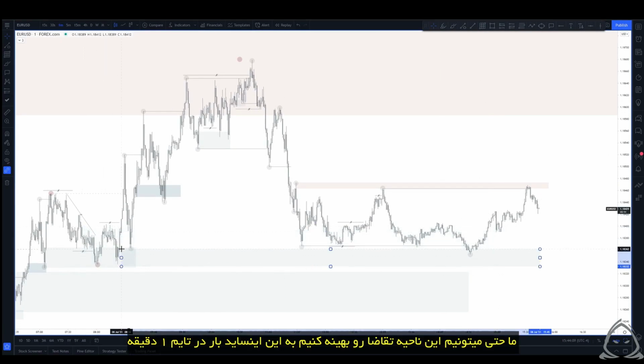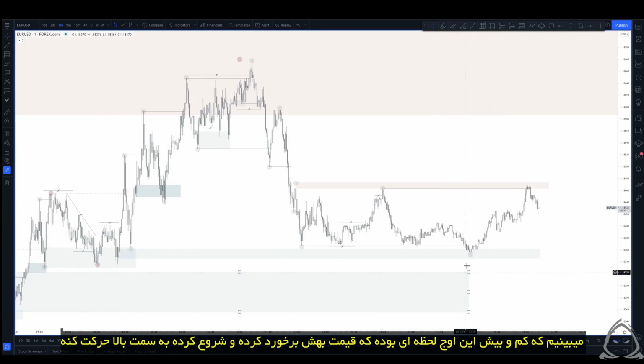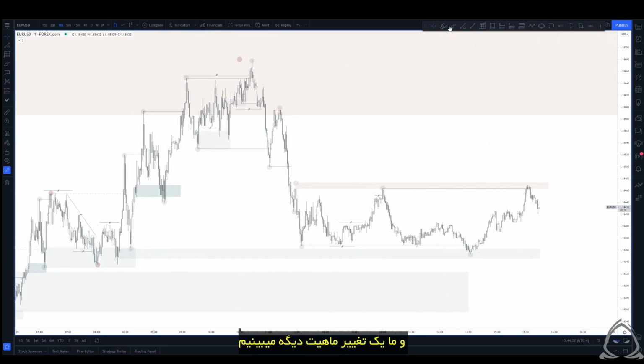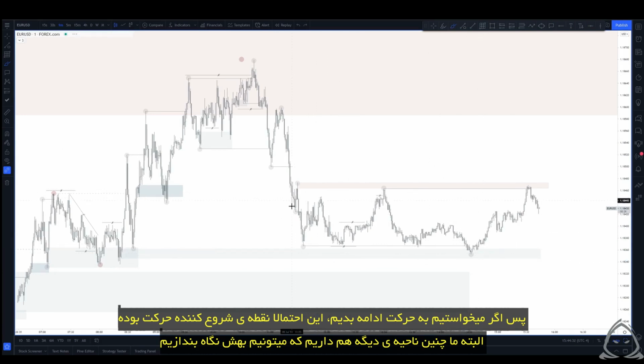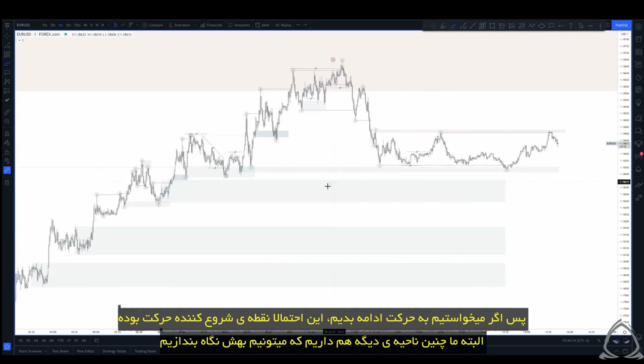We can even refine it more specifically to this 1 minute demand zone right here, this inside bar. And what we can see is this is more or less the pinnacle moment where price tapped into it and then began to move to the upside. And what we've seen is another change of character and a move to the upside. So if we were to follow through, this would be the starting more than likely of this. But of course, we have a couple more points that we can look at.